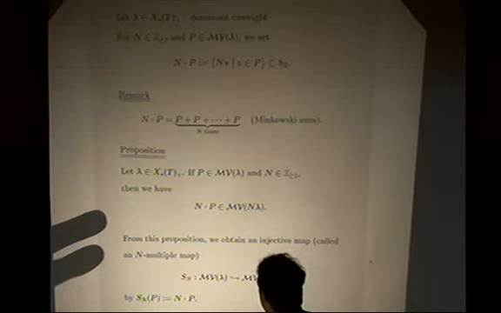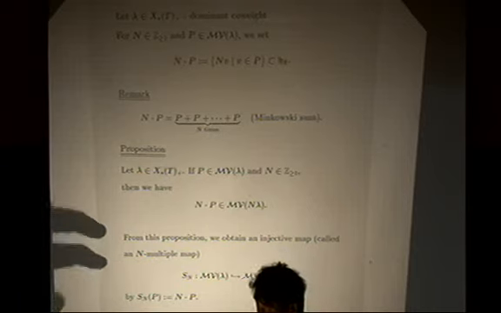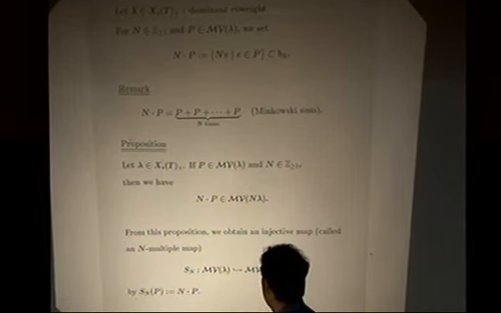And we have the following proposition. Let lambda be a dominant co-weight, and let P be an element of MV lambda and n a positive integer, then we have n dot P is an element of MV n lambda. This proposition can be shown directly by the definition of this map and some properties of MV polytopes. And from this proposition, we obtain an injective map called an n-multiple map, denoted by S_n from MV lambda to MV n lambda by this S_n P. S_n P is defined to be n dot P.